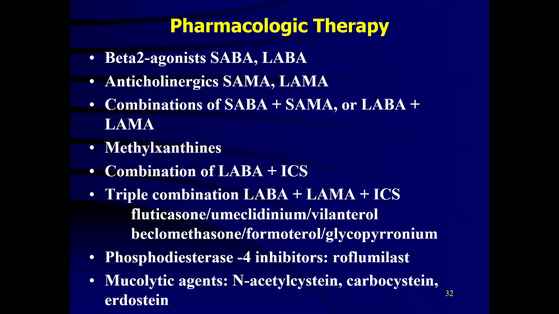What drugs do we have to improve the symptoms of patients with COPD? We have different categories of drugs. We have the beta-2 agonists, whether short-acting or long-acting, anticholinergics or antimuscarinics, whether short-acting or long-acting, methylxanthines, or combinations of long-acting beta-2 agonists and inhaled corticosteroids, or even triple combinations with long-acting beta-2 agonists, long-acting antimuscarinics, and inhaled corticosteroids. Phosphodiesterase 4 inhibitors, roflumilast, and mucolytic agents like N-acetylcysteine, carbocysteine, or erdosteine. We will come to that in a minute.